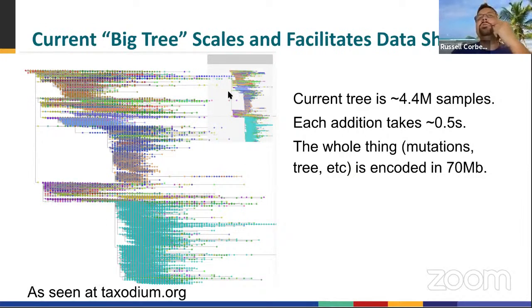Okay, just to show you where we've come to, the current big tree is shown here. It has scaled really well, actually. The current tree is about 4.4 million samples, 4.5 now. Each addition still takes about half a second, and the whole thing, that is the mutations and the tree, is encoded in a file that's 70 megabytes in size.